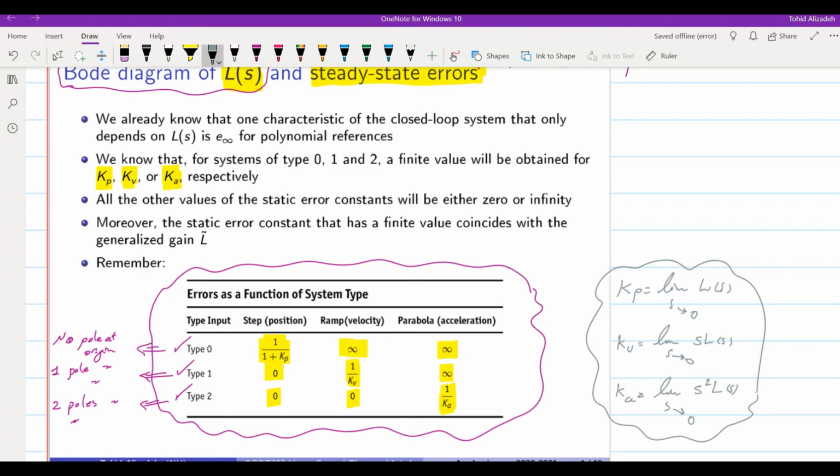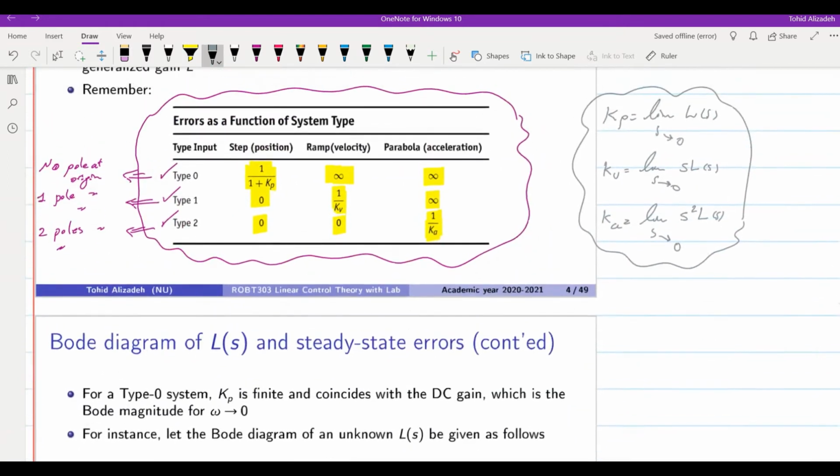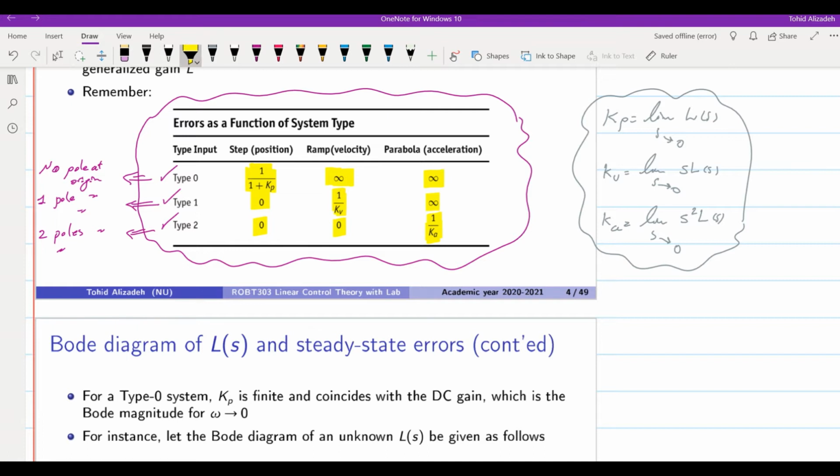Now we want to see how we can determine these Kp, Kv, and Ka, and as a result we have an idea for the steady state error using the Bode plot of L of S. The important fact here is that you can see that Kp, Kv, and Ka are determined as S goes towards 0. Okay, so this is important to remember. When we draw the Bode plot for the system, we will replace S with j omega, and limit of S going towards 0 will be equivalent to limit of omega going to 0. So we will consider the part of the Bode plot at very low frequencies.